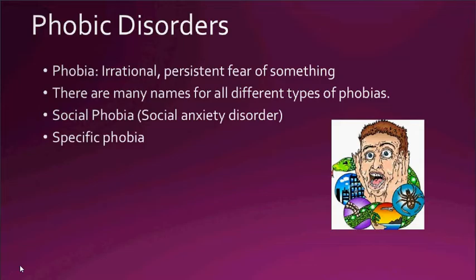And then there are many names for all the different types of phobias, which we will classify as a specific phobia. And some examples of that would be claustrophobia, which is where one has a fear of being in a small enclosed space. They also have zoophobia, which is a fear of animals. And a lot of people have acrophobia, which is a fear of heights.